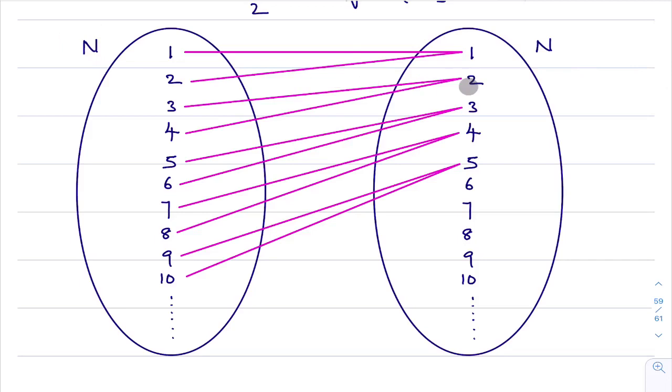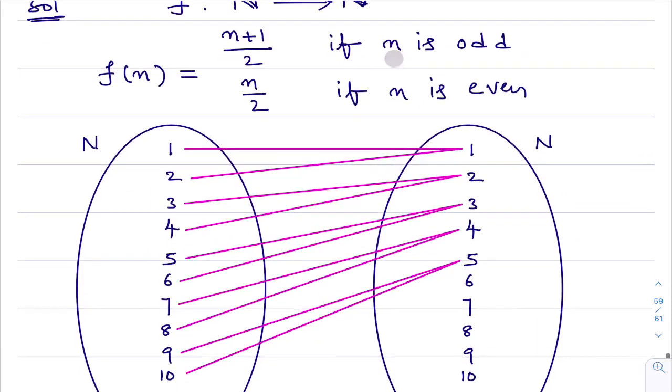This is the function from natural numbers to natural numbers, because the function is defined from natural numbers to natural numbers. Here all natural numbers are written: 1, 2, 3, 4, 5, 6, 7, 8 like that. These are all natural numbers. Now you come to 1. Is 1 even number or odd number? 1 is odd number. When n is odd, you need to consider this function. As I consider n equal to 1, as 1 is odd, I need to choose this function, and wherever n is there you write 1. 1 plus 1 is 2, 2 by 2 is 1. So 1 is related to 1.